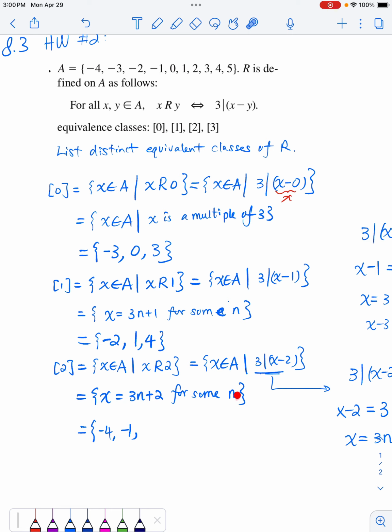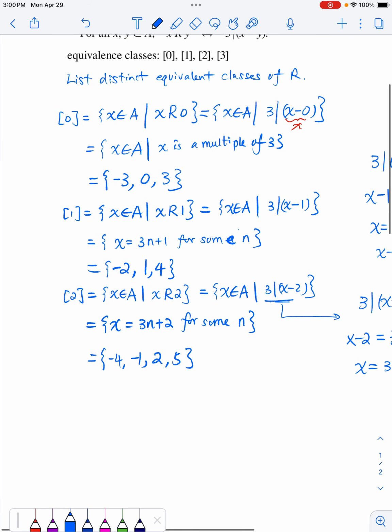Now I'm going to try n being 0. When you plug in 0, this is going to be 2. So 2 is in here. When you plug in n being 1, 1 times 3 is 3, 3 plus 2 is 5. I meant to say 5 in my head. Okay, so I think that's all.